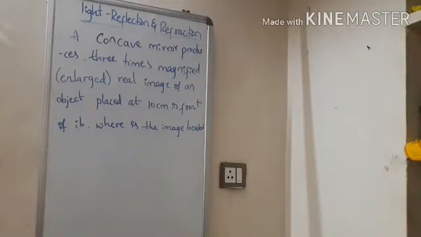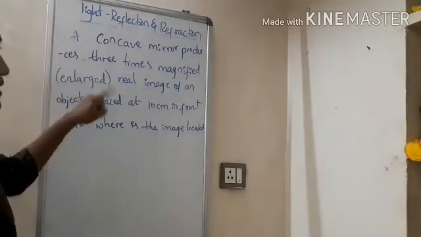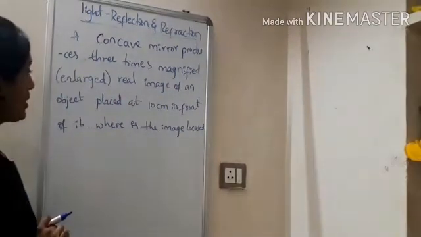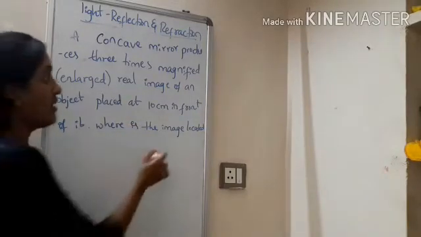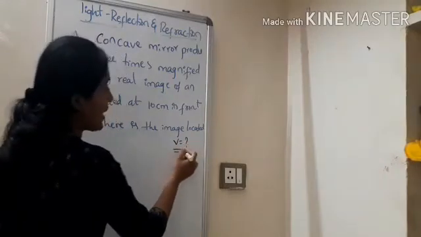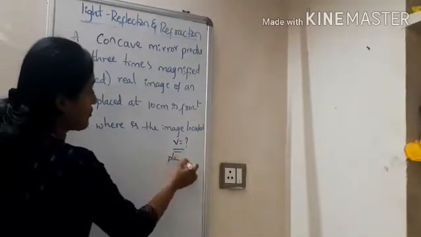Image of an object placed at 10 centimeter in front of it. Where is the image located? You know very well the standard incident ray diagram of spherical concave mirrors, even convex also. Now they asked about the concave mirror, the image is 3 times enlarged, 3 times greater, the real image. Now we have to find where the image is located, that means the place of v.